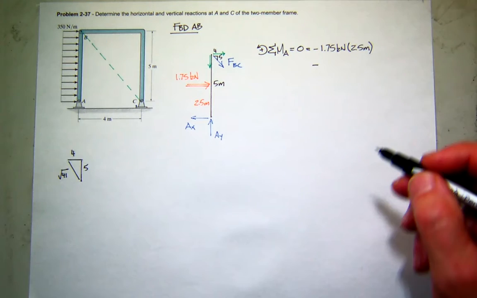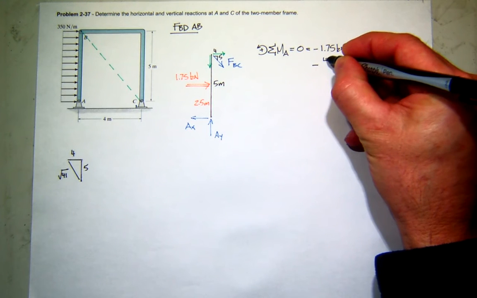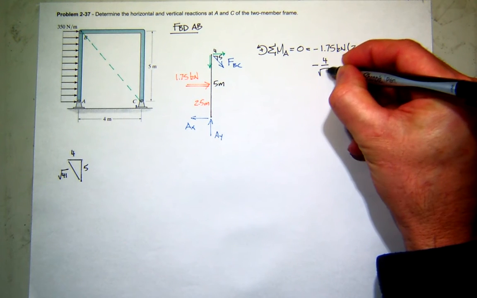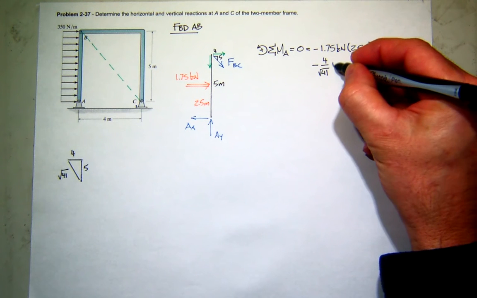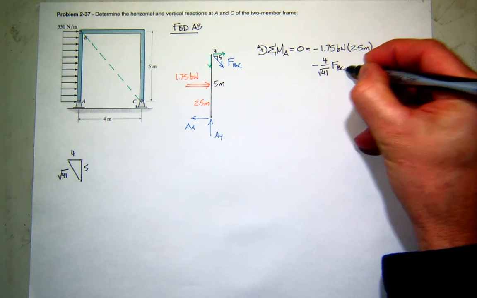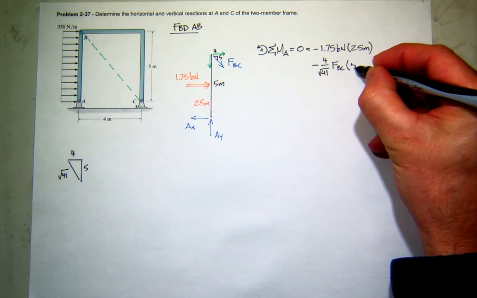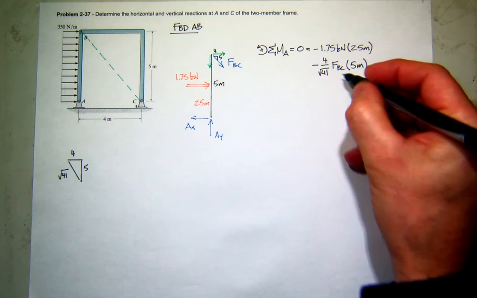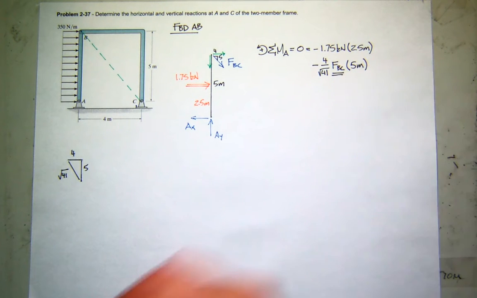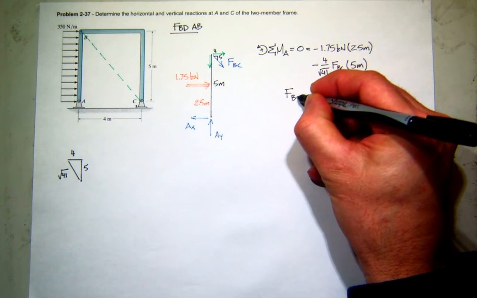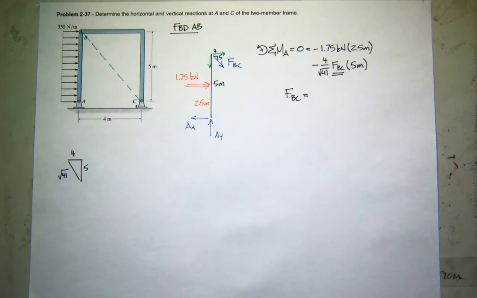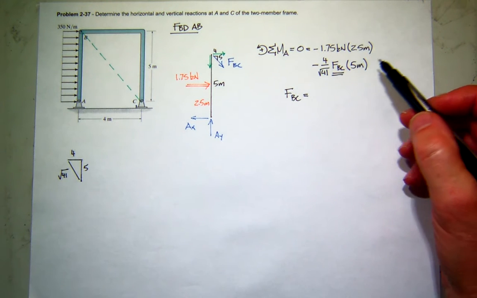So in this case, I'm going to write my component as 4 over the square root of 41. That will give me the x component of BC, times a moment arm of 5 meters. So I should be able to solve for the force in BC. That's a little more complicated calculation.